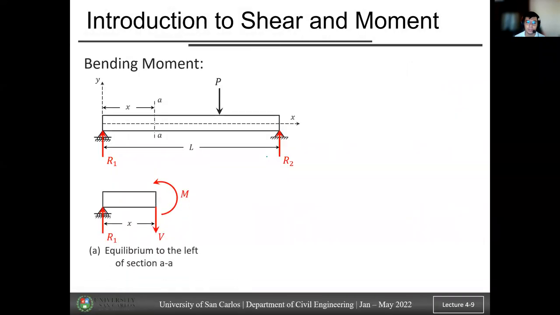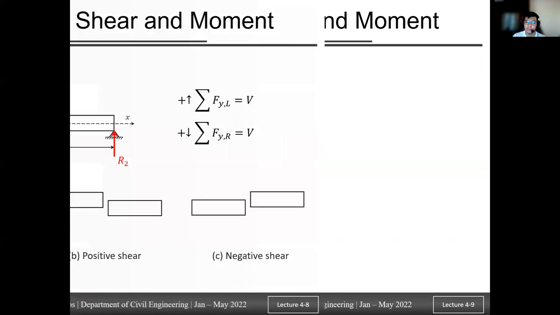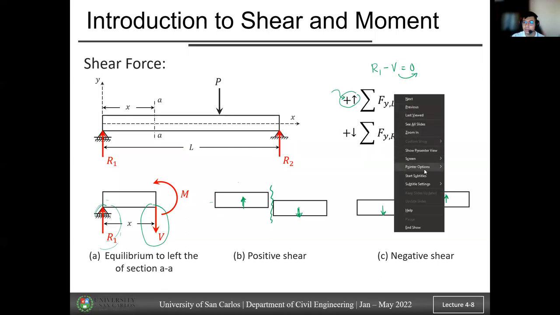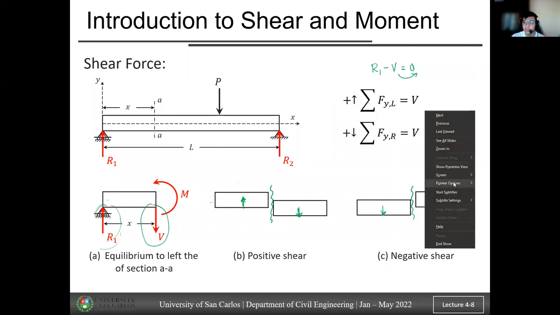Okay, so we have also the bending moment. If we try to assign an equation for this one, on the left side, you're going to create a positive rotation clockwise. So take note of the equations that we have mentioned. On the left side of the cut portion, going up is always positive. And if you try to analyze the right portion, going down is always positive.